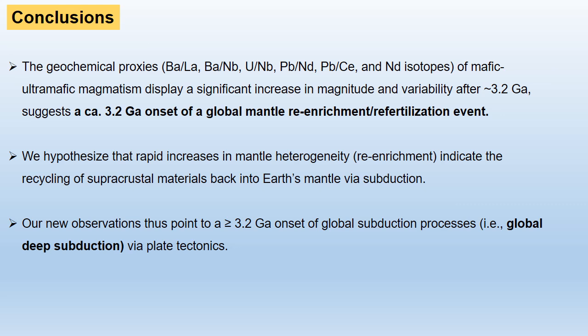For our conclusion, using geochemical proxies like fluid mobile element ratios and neodymium isotopes for mafic and ultramafic magmatism, we display an increase in magnitude and variability after 3.2, and we suggest that 3.2 represents the onset of a global enrichment and refertilization event. This enrichment may come through recycling of crustal and supracrustal material, including sediment and crustal rock, back to the mantle through subduction.